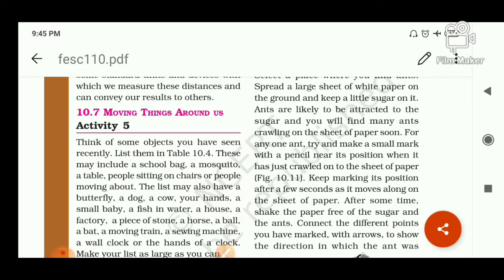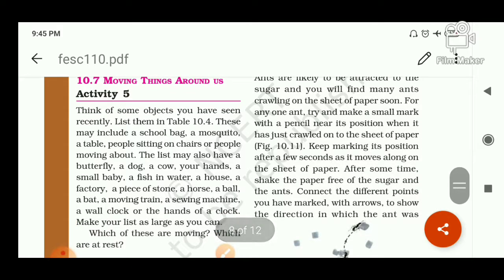Okay, let's start today's session with the topic moving things around us. Think of some object you have seen recently.